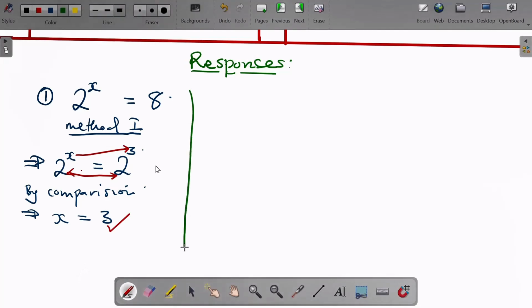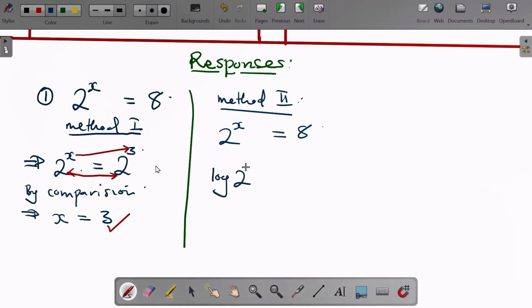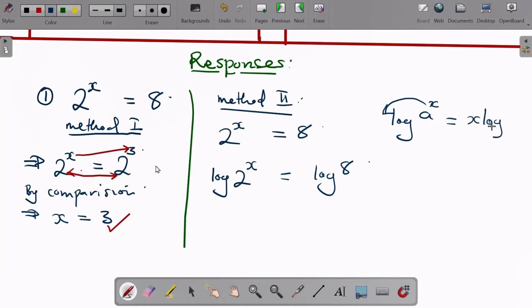We can have method 2, as we have 2 to power x equaling 8. What we are going to do is introduce logarithm to base 10 on both sides. So as we introduce logarithm of base 10, we have log of 2 power x equals log of 8. You have the rule of logarithm that if you have log of a to power x, the power comes to this side, and we shall have x log of 2 equaling log of 8.